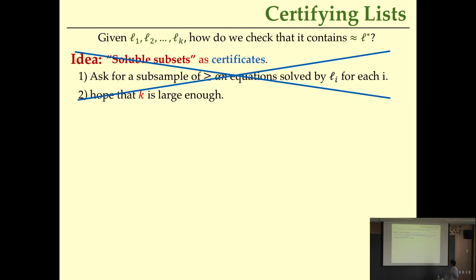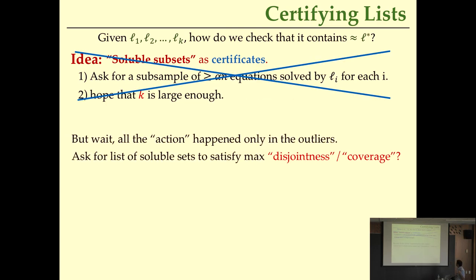Good. So that doesn't work. But you say, wait, this kind of looks really fishy. The way I constructed this example, and the way I broke this idea of a certificate, was simply that I'm going to ignore the inliers completely and play my game only in the outliers. That seems like a shady strategy. I should not be allowed to do that, right?